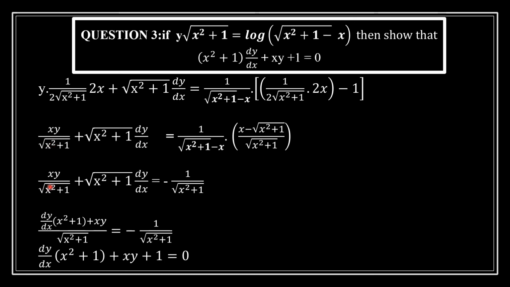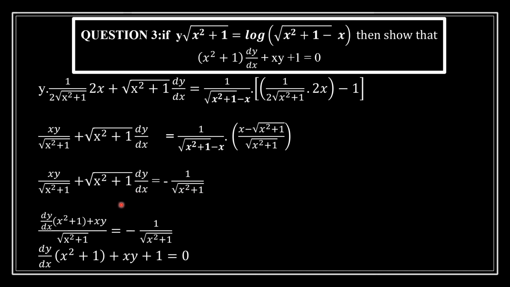Now this left hand side term will be copied as it is. See, this denominator and this numerator stand the same. What you have to do is just take minus common from this, and this term will get cancelled out. You are left with minus 1 upon square root of x square plus 1.